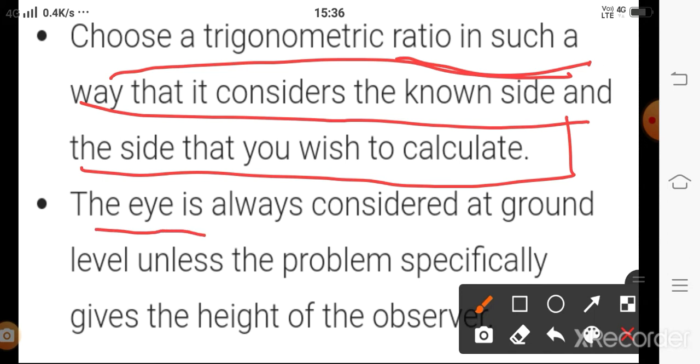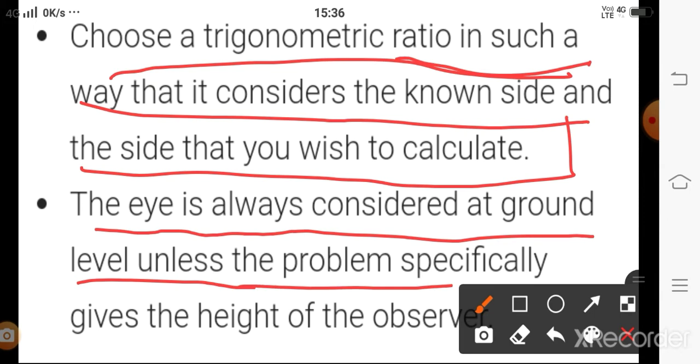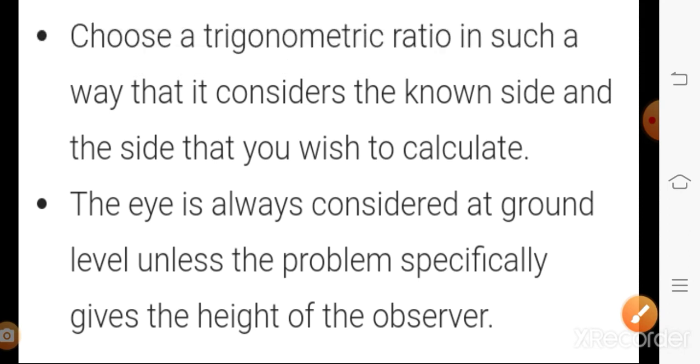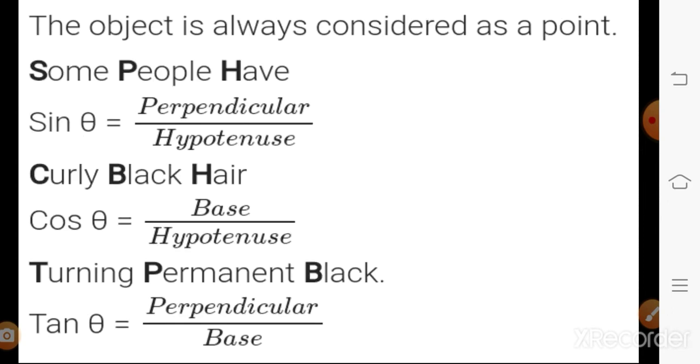Then the second point you have to remember: the eye is always considered at ground level unless the problem specifically gives the height of the observer. You have to use this when making the diagram. You have to remember the eye is always considered at ground level. But if the height of the object is given, then we have to mention that in the diagram, otherwise the question would change. All these things we are going to discuss in this presentation.